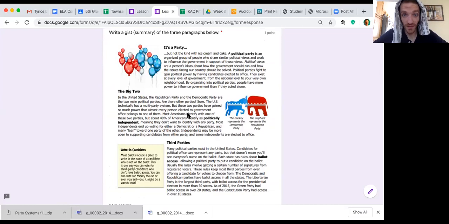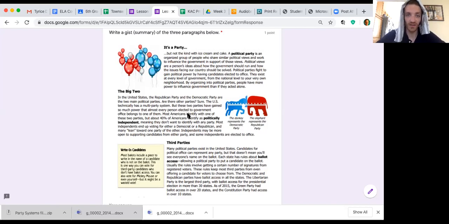It's a party, but not the kind with ice cream and cake. A political party is an organized group of people who share similar political views and work to influence the government to support those views. Political views are a person's ideas about how the government should run and how the issues facing our country should be solved. Political parties fight to gain political power by having candidates elected to office.